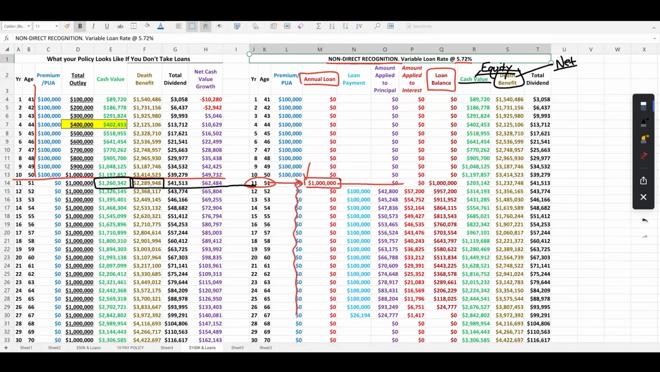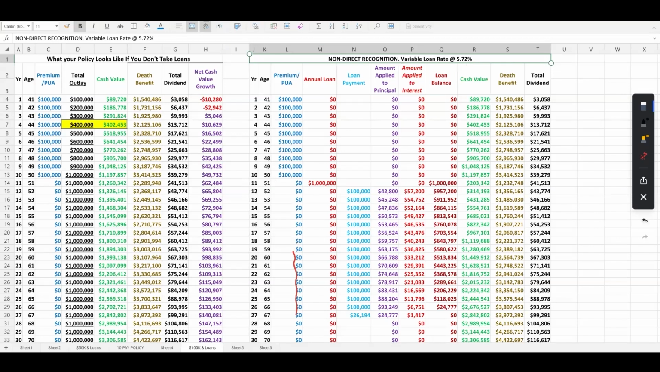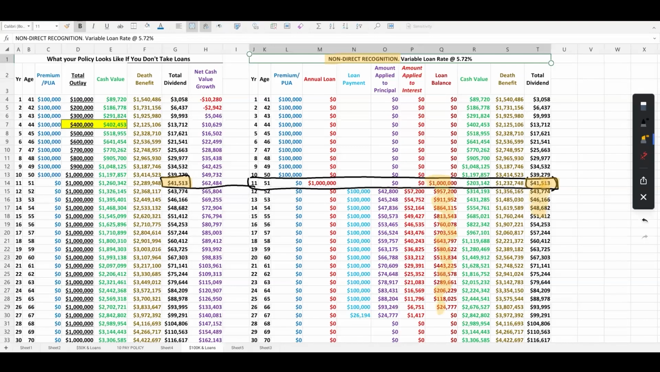Okay, now, staying on year 11, before we look at the payments, there's your dividend column. What is it over here? No change. Remember that term, non-direct recognition? That means the company does not recognize the fact that you have a loan outstanding with regard to how they pay you dividends. So the dividend never changes. That's constant the whole time a loan is outstanding and when a loan's paid back.